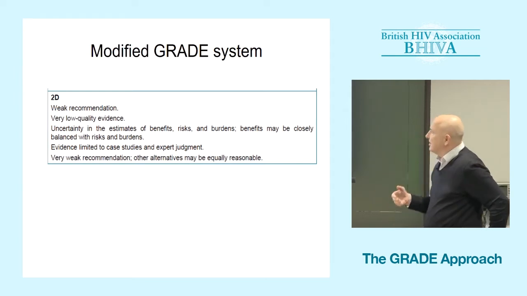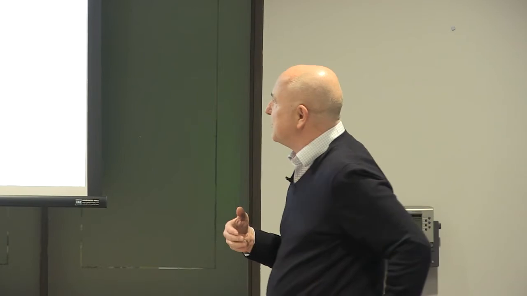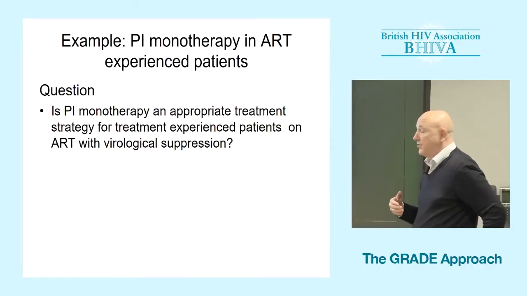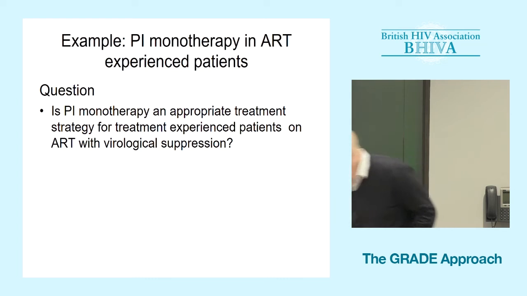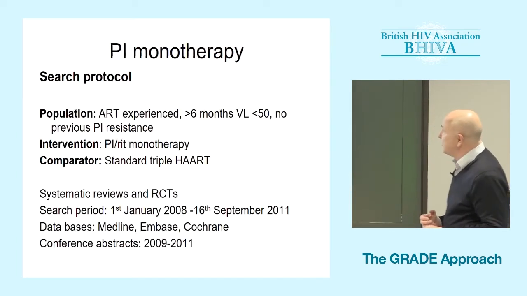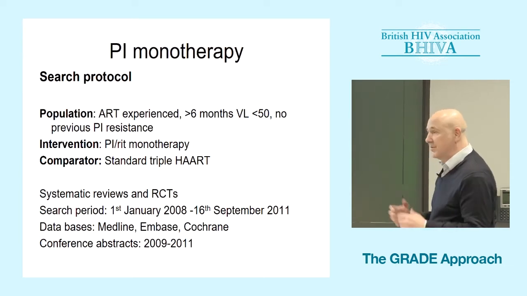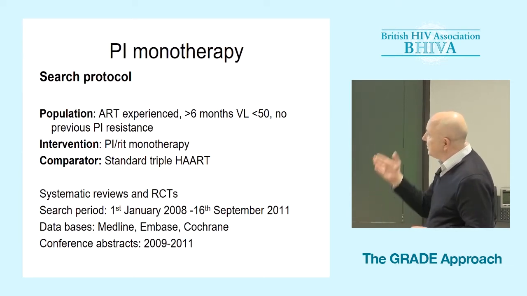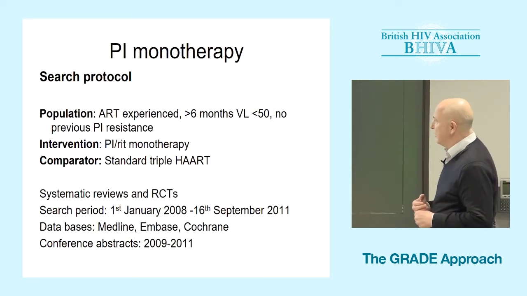Okay, so is PI monotherapy an appropriate treatment strategy for treatment-experienced patients on ART with virological suppression? This was before the PIVOT study was reported. So that was the question. The population were patients who were ART experienced for more than 6 months, undetectable, less than 50, with no previous PI resistance, so we defined the population. The intervention was PI ritonavir monotherapy. The comparator was standard triple therapy.